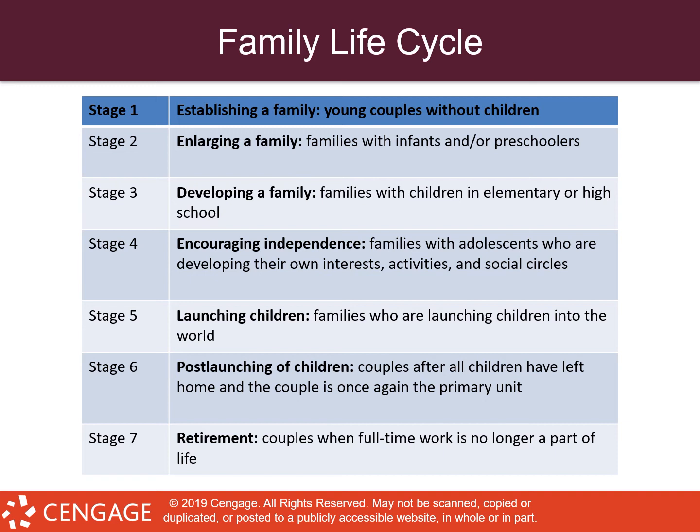And so they do that by entering stage 6, which is post-launching of children, where all the children have left the home and the couple is once again, as a duo, the primary unit of the household. And this can be, depending on their relationship, very much a blessing or a curse. For some couples, this is almost like a second honeymoon, a time of renewed focus and love because you're able to focus on your partner and not have to plan your daily life around your children or your children's schedules.